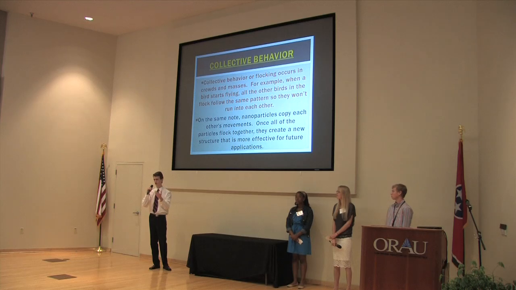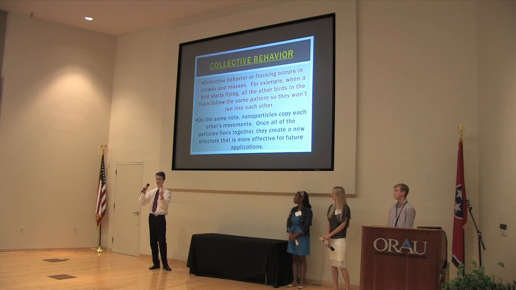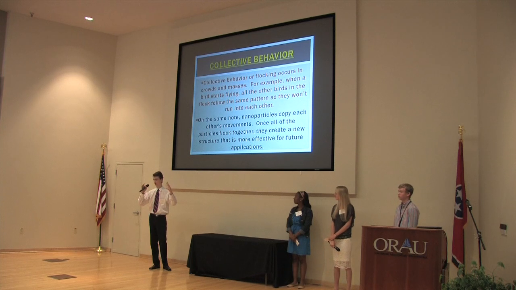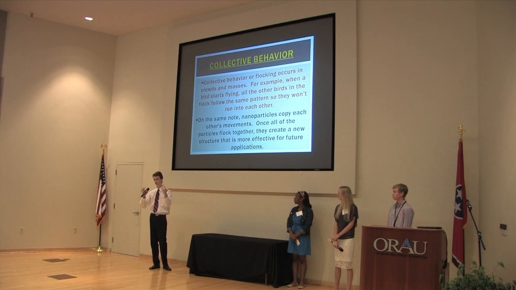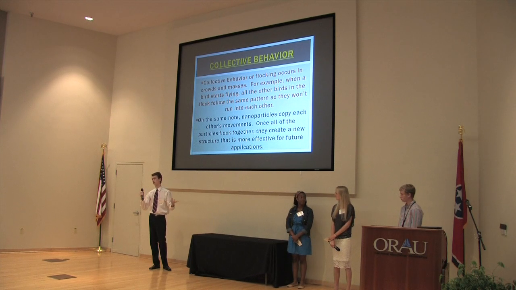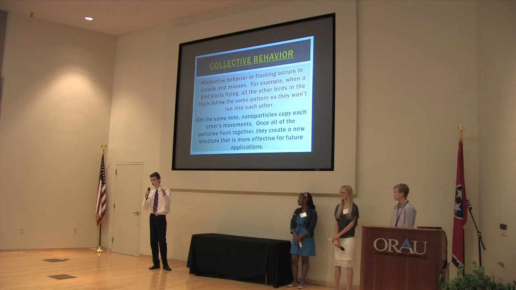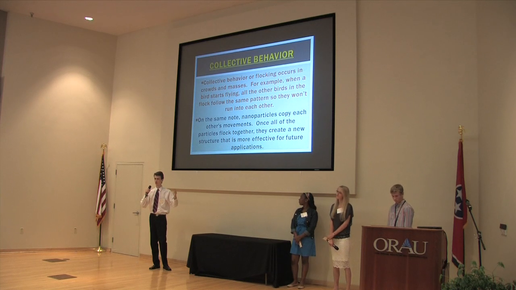So for planets in a solar system, the gravity is just going to cause some rotation. But when you get a whole bunch of planets together, the collective behavior takes over and you get a spiral or a globular cluster. And the same concept applies to birds. When one bird moves in a certain direction, he can do whatever he wants. But when multiple birds get together, the collective behavior takes over and you get this flocking effect. And that also applies, we learned, to nanoparticles.